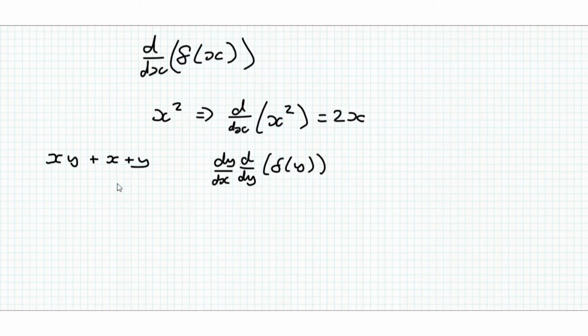So that's our rule. So this y term here, if we differentiate that with respect to y, it differentiates to 1, then we multiply by dy/dx. And if we had y squared, we get 2y dy/dx. Hopefully you can get your head around this.